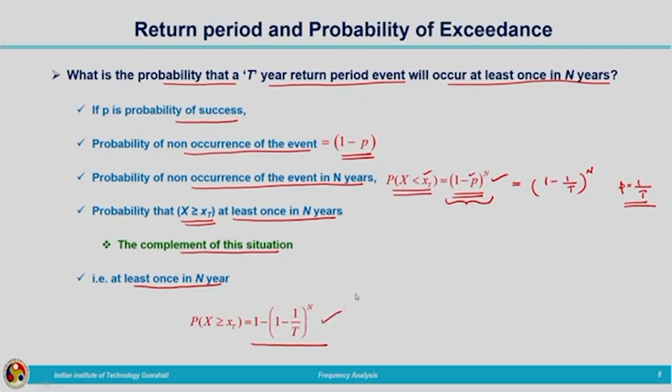I hope the concept related to return period and the exceedance probability is clear to you now. Return period and exceedance probability are very important when we go ahead with the frequency analysis. So, the probability of occurrence of an event at least once in n years can be computed by making use of the exceedance probability or return period, because exceedance probability and return period are inverse of each other.